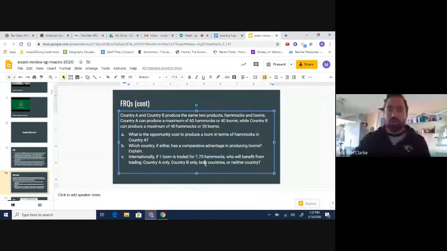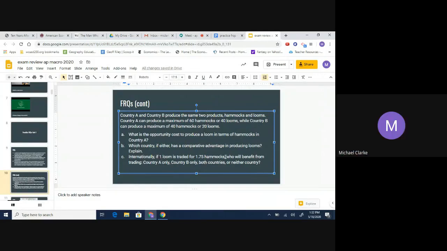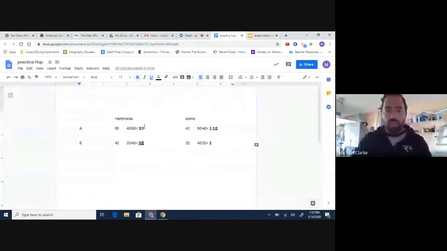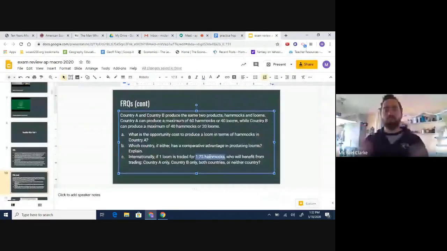So if you do get a question like this that's worded this way, like if it asked 2 looms for 4 hammocks, something like that, look at this second part, what they're trading for. They're trading for hammocks. And you look at your category. If the opportunity cost is less than what you're being offered, you're going to benefit. Both countries are going to benefit. So if you want to reword this and say, what's the opportunity cost here? 2/3, let's say.